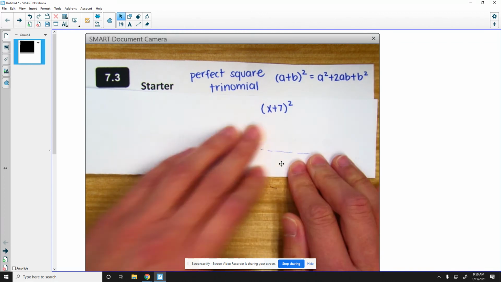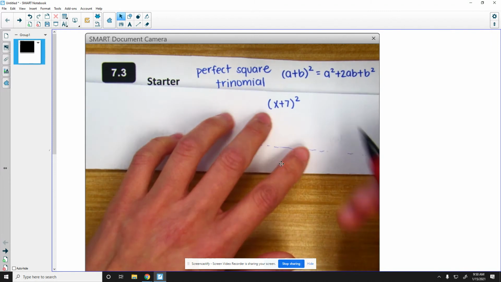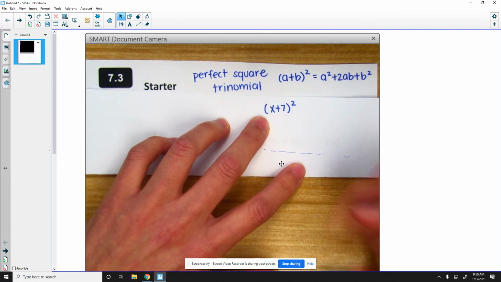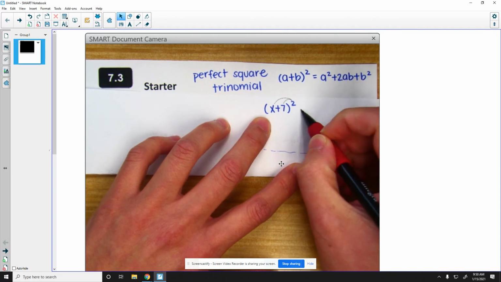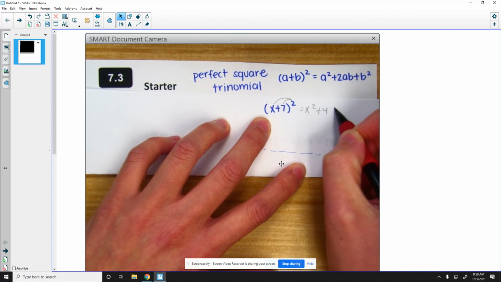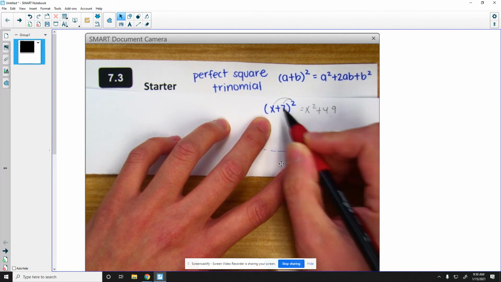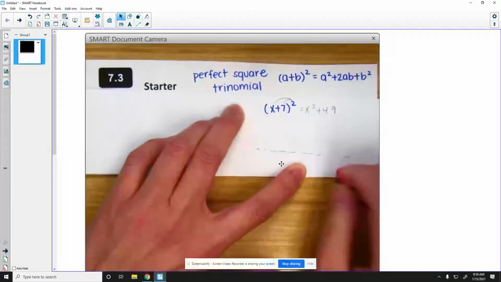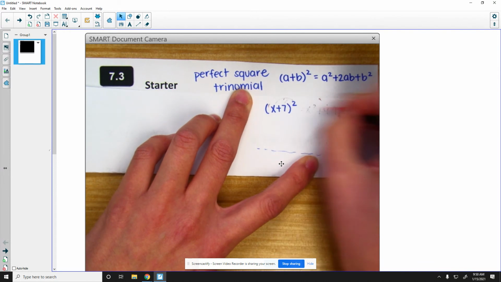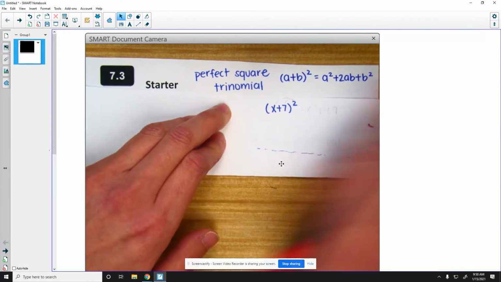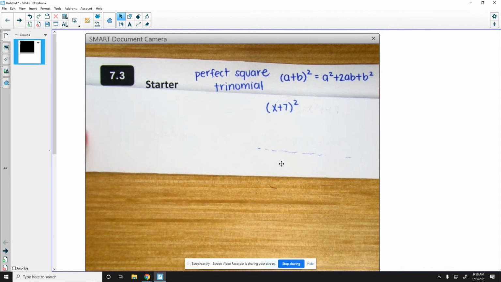So here's the first thing I don't want you to do. You guys are going to see this, and because we just finished this chapter, you're going to be like, oh, take the exponent, distribute. My answer is x squared plus 49. That's wrong. Don't write that down. You can't distribute the 2 like that. And most of you are going to want to do that because we just finished doing that.